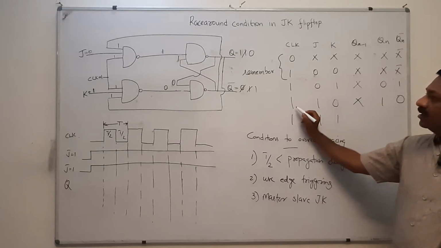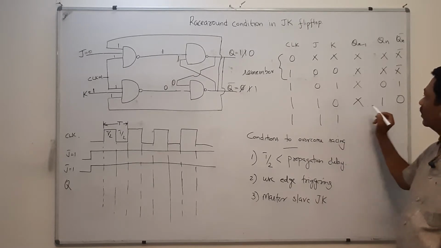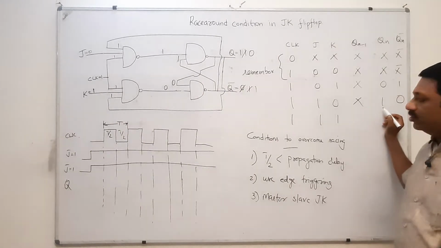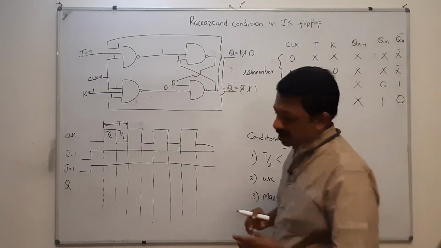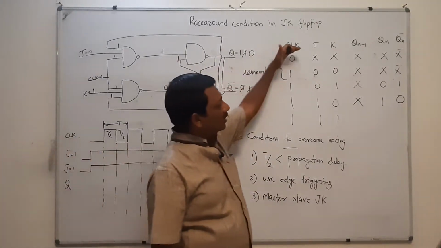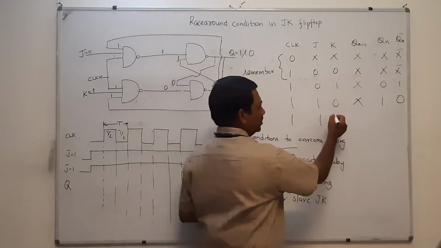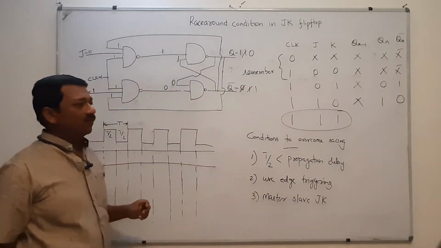And like this, if it is 1, 0, what will happen? Qn will be set and Qn bar will be reset. These are the important ones, and now we are focusing on 1, 1, 1. What will happen if 1, 1, 1?